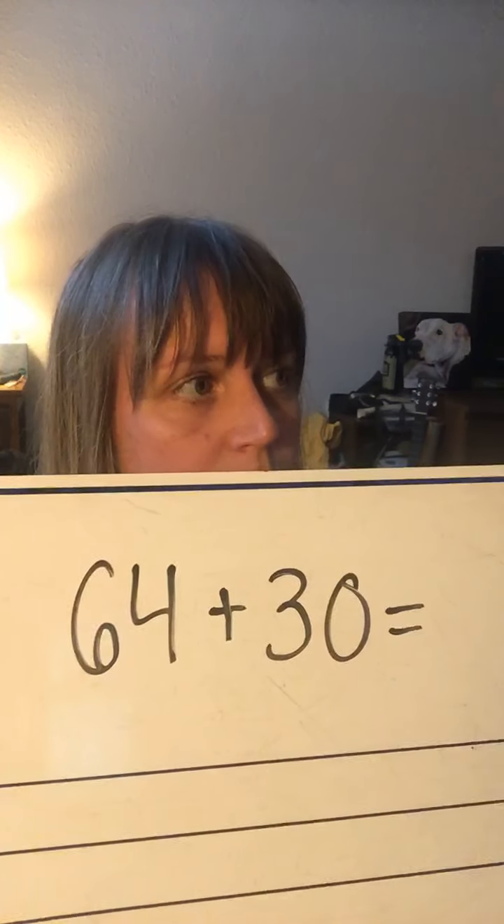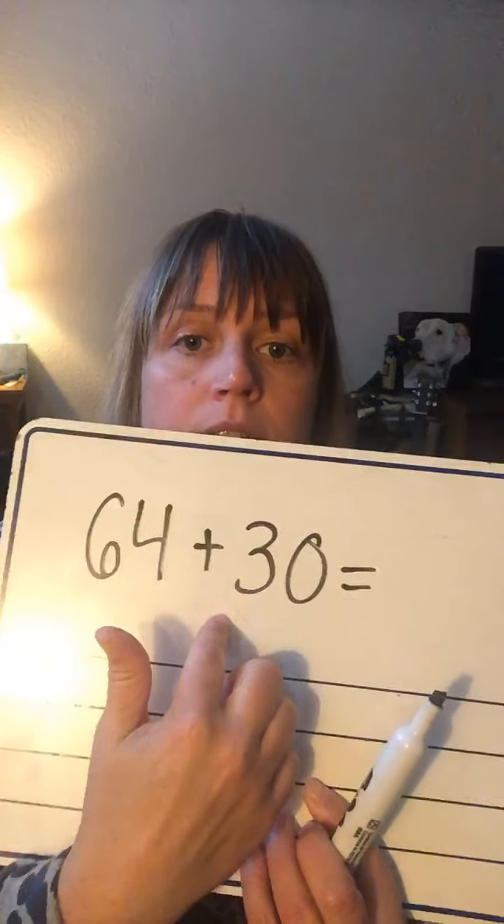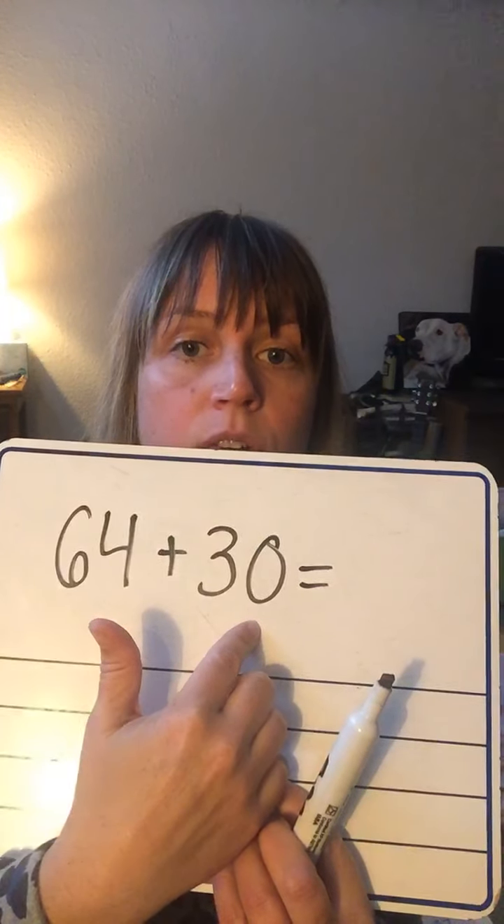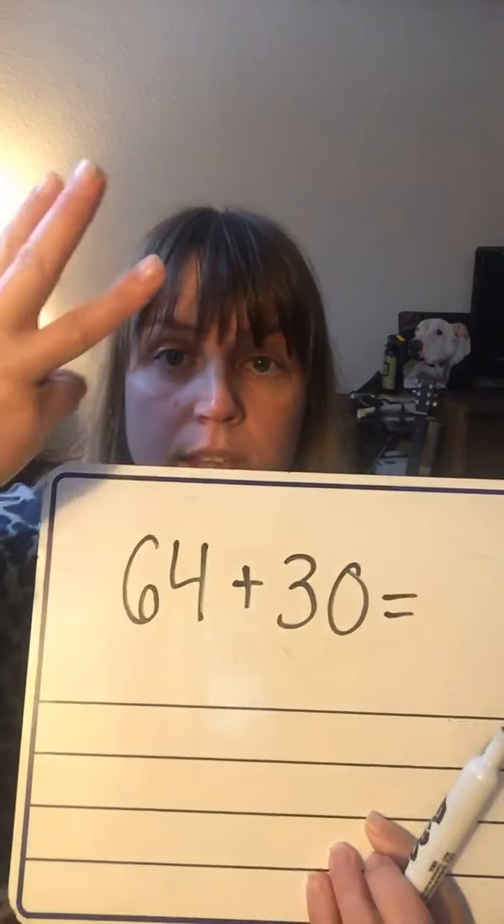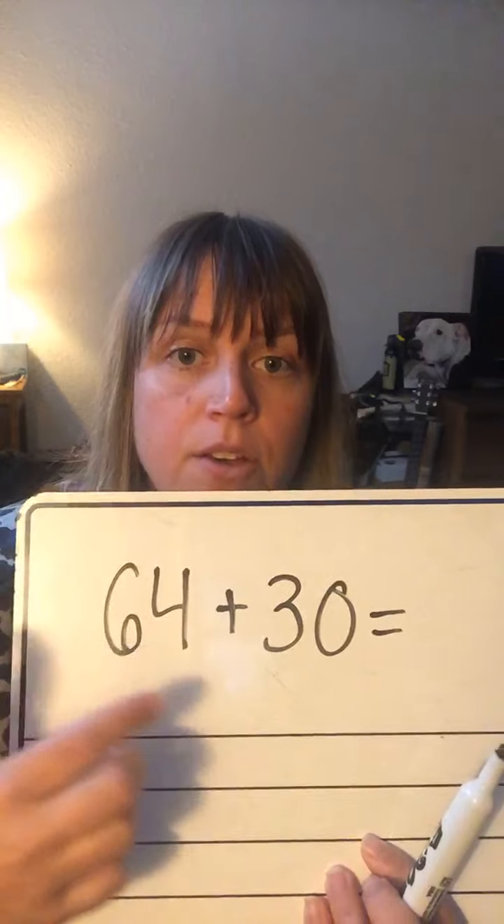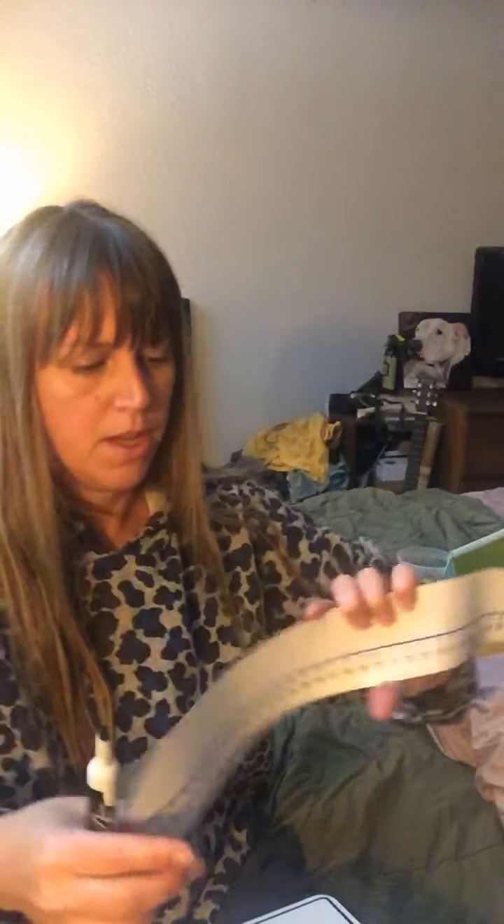Now this kind of problem is pretty easy to do in your head. Why? Because 30 has a 0 at the end. So all we have to think about is skip counting by tens 3 times, right? Because 10, 20, 30. If we find 64 on the number line, we would skip count by 10 3 times. But we don't even need the number line because we know how to skip count by tens.